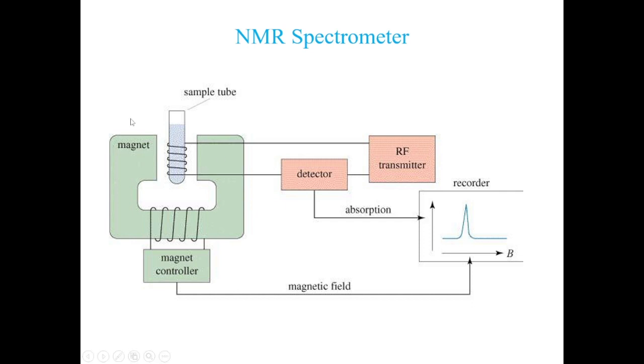Here we have the sample, we keep the sample in the cuvette, the test tube, and place it under a magnetic field. As I have told you, we will have a detector, an RF transmitter because radio frequency is required, and a readout device. So all the basic components of a spectrophotometer are available in the NMR spectrophotometer also.